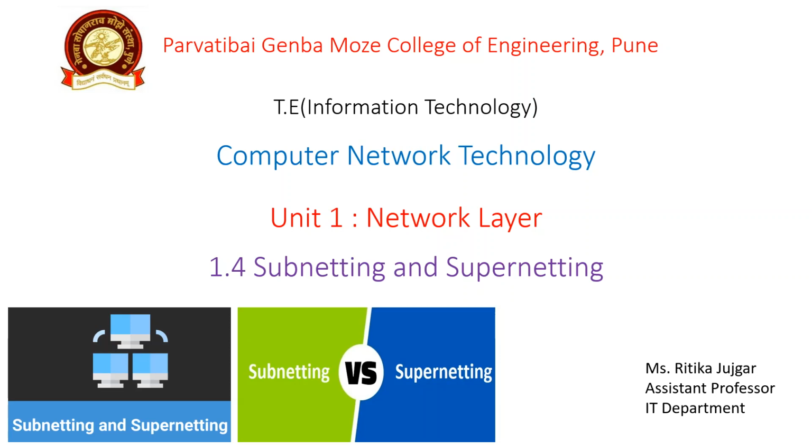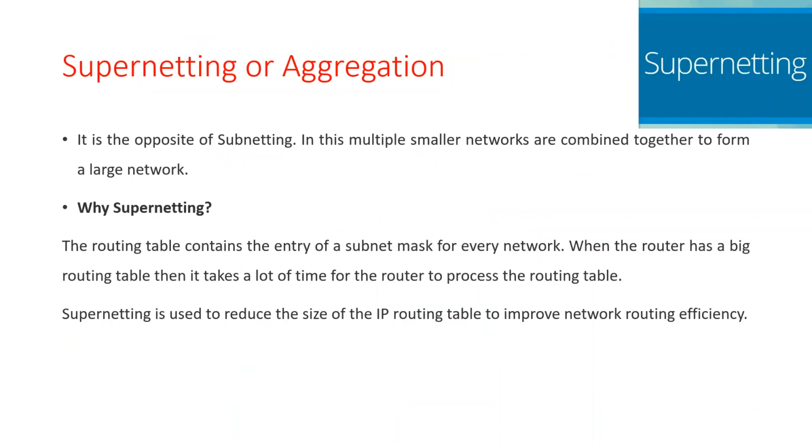So in my previous video, we discussed what is meant by subnetting in the network layer. In this video, we learn what is meant by supernetting in the network layer, and also we discuss the difference between subnetting and supernetting. So first, what is meant by supernetting, which is also called aggregation. It is the opposite of subnetting. In this, multiple smaller networks are combined together to form a large network.